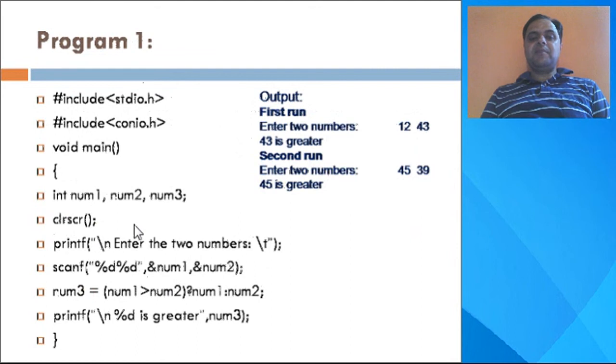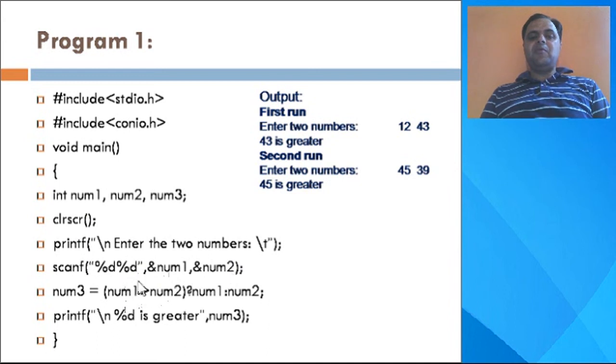So let's take an example. Let's take a program. Here we have to enter 2 numbers and find which number is greater of the 2. I have included 2 header files here, stdio.h and conio.h. I have taken 3 integer variables, num1, num2 and num3. Clear screen. So enter the 2 numbers. I have entered 2 numbers, %d, &num1 and %d, &num2.